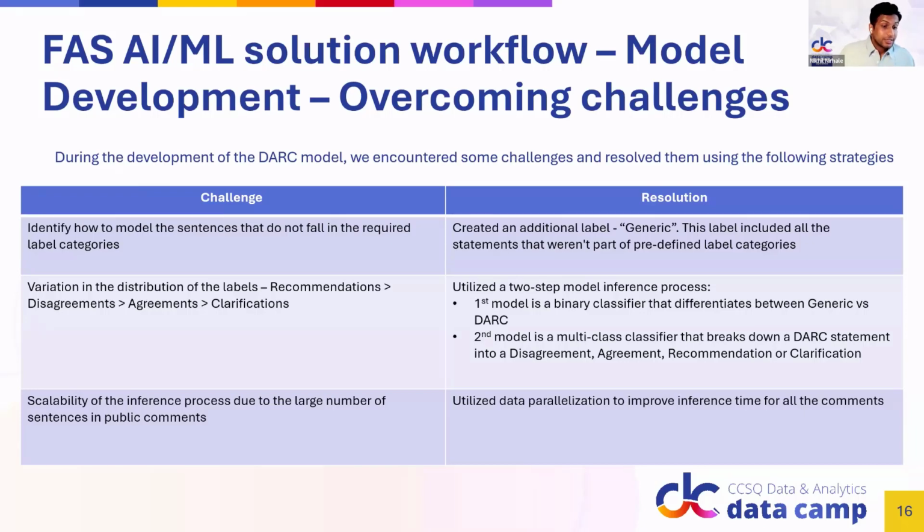The third challenge was scalability of the inference process. Now, the comments that we get during each proposal are in the thousands. And now you break those comments down into sentences, your data goes up by 10 to 20 times. So that's where you have to make sure you have a process that's good enough to handle this many sentences. So this is where we utilized data parallelization techniques available as part of SageMaker and AWS in general to improve the inference time for all comments. And this is something we have improved, but we are constantly looking into ways about how we can make the time to execution much faster.